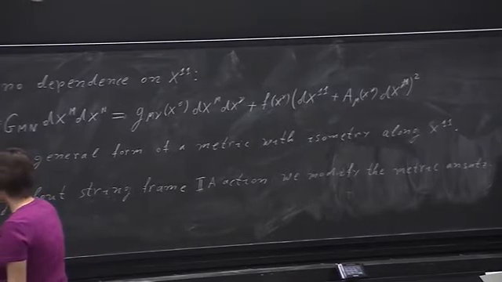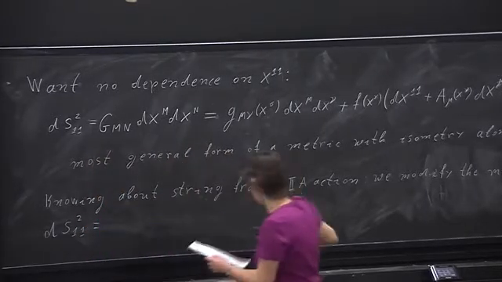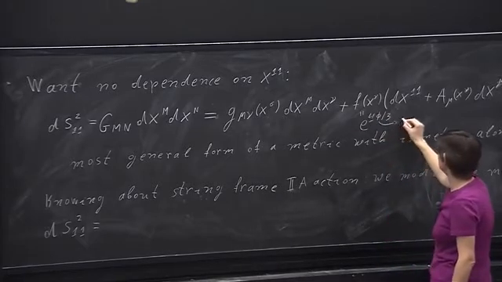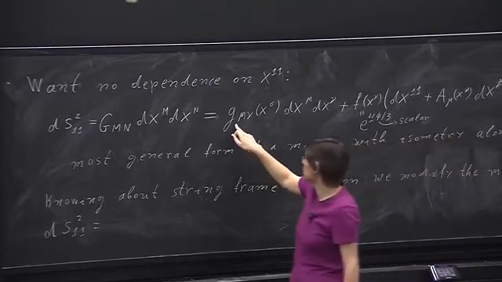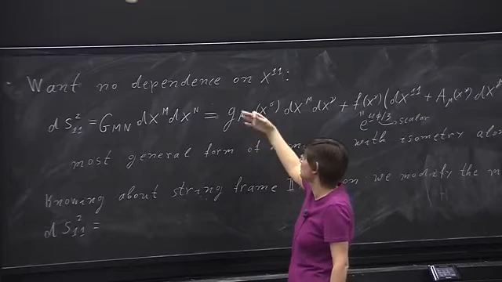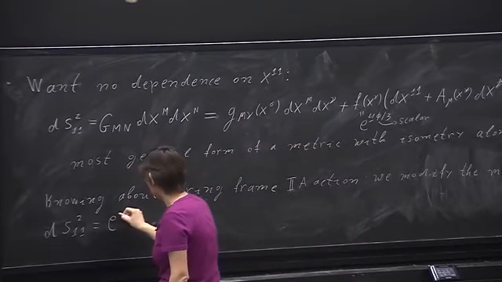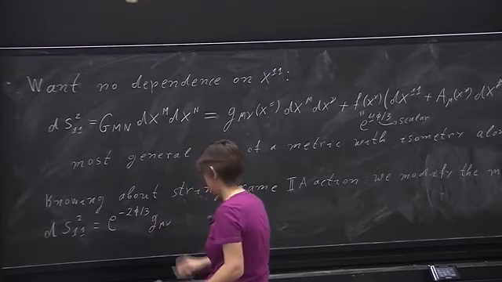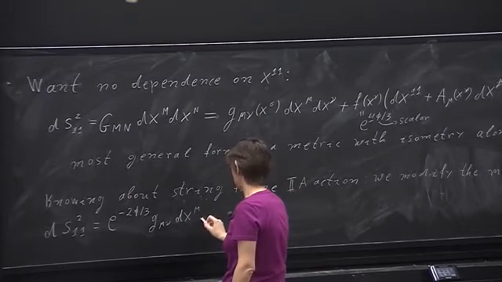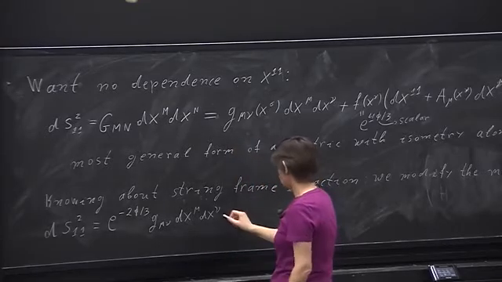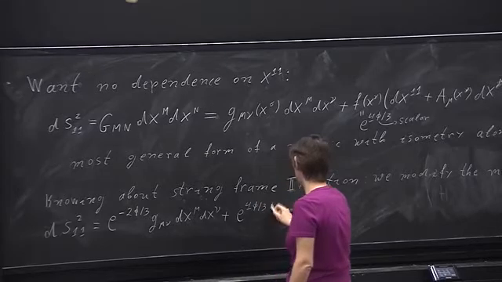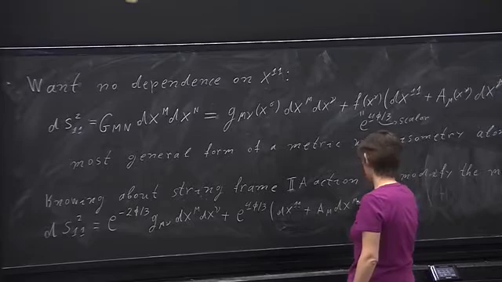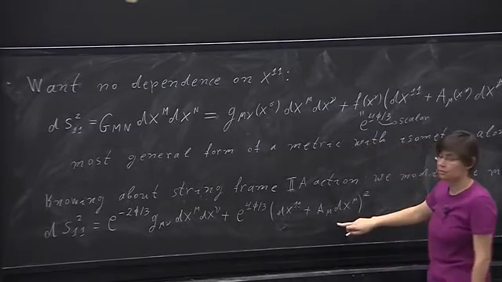So the modified ansatz is going to be, first we choose this function. With this in mind, we're going to choose it to be e to the power 4 phi over 3, where phi is some scalar function. And also we're going to shift this metric. It's an arbitrary metric at this point, so we can rescale it by any constant. So we're going to rescale it in this way. We're putting an overall factor of e to minus 2 phi over 3 g mu nu dx mu dx nu plus e to 4 phi over 3 (dx11 plus A mu dx mu) squared. So this will be the metric ansatz.